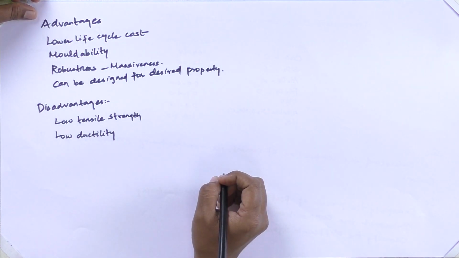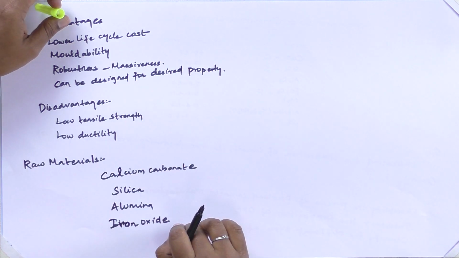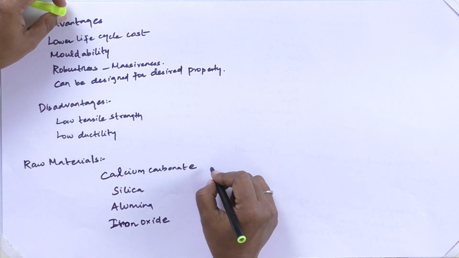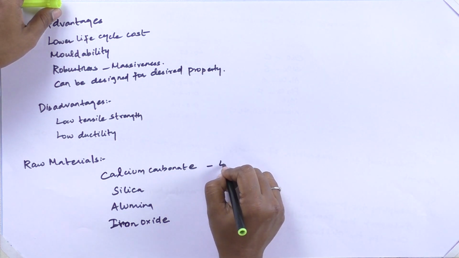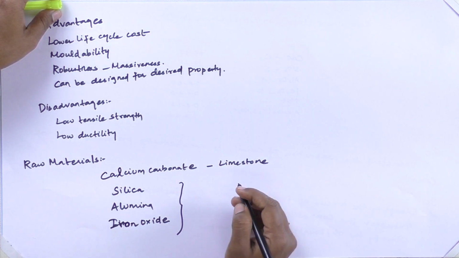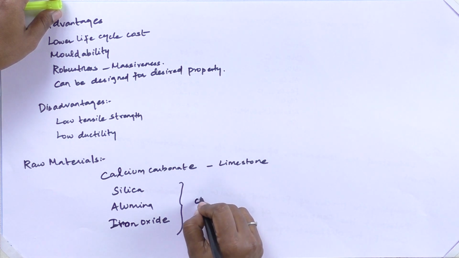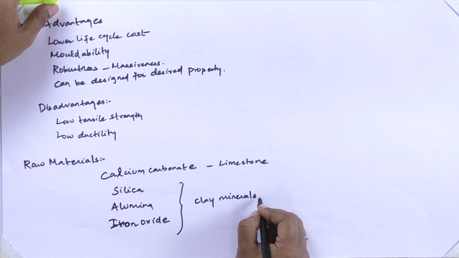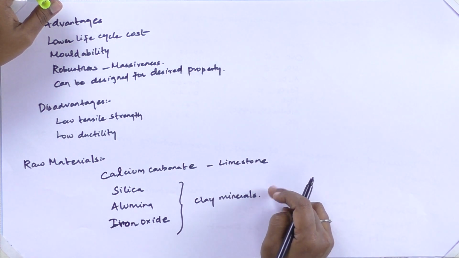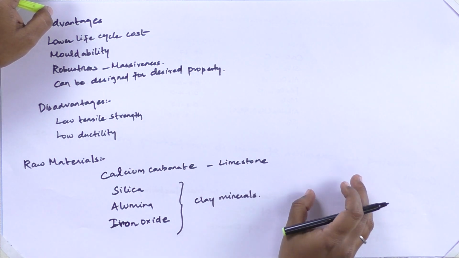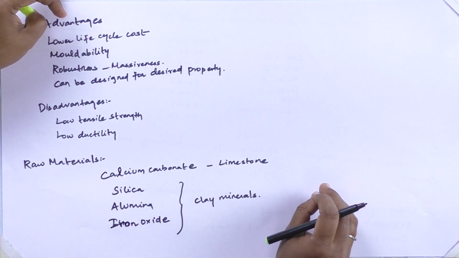Next, we go for the raw materials for concrete production. These are the main raw materials used for the manufacture of cement. Calcium carbonate is abundantly found in limestone, and silica, alumina and iron oxide are available in clay minerals. These two, when combined with water, will give a hardened paste.